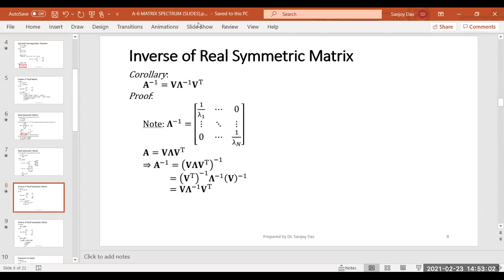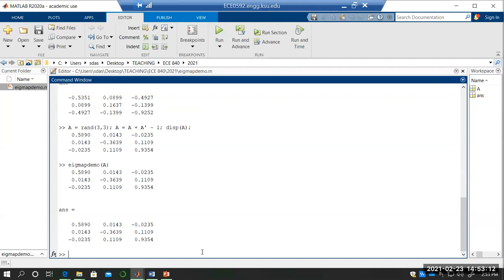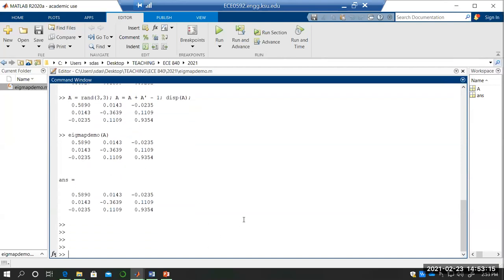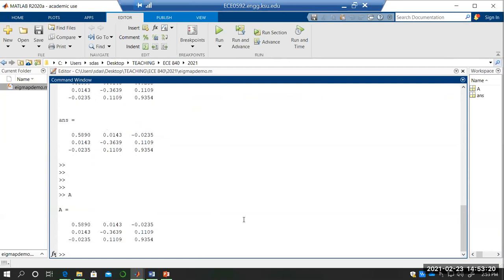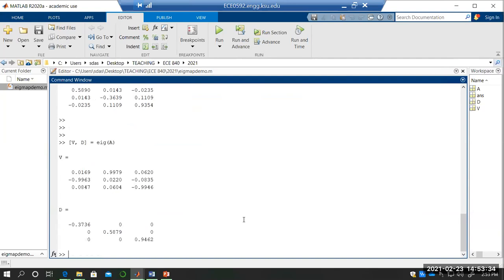So let's go to Matlab. Are you able to see Matlab? Yes. Actually, I already have a matrix here. It's a 3 by 3 matrix. So let me do the eigen decomposition. [V, D] = eig(A). And A, in my case, is a symmetric matrix. So these are the eigenvectors.